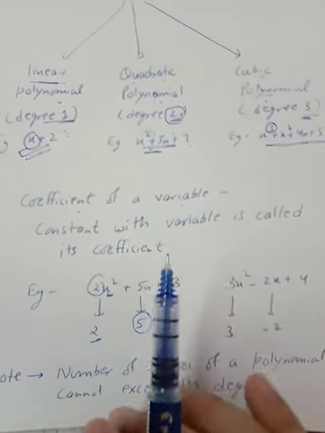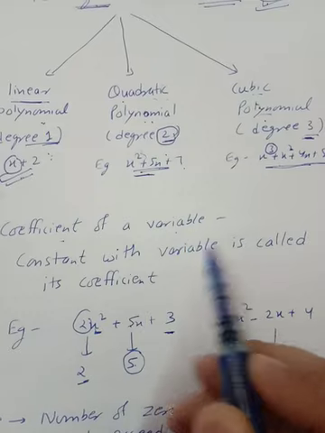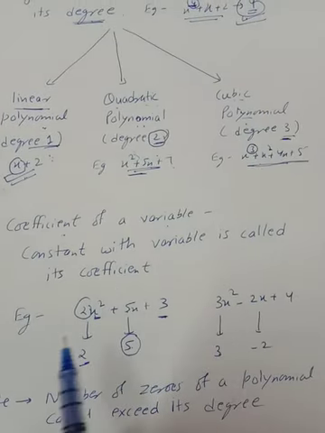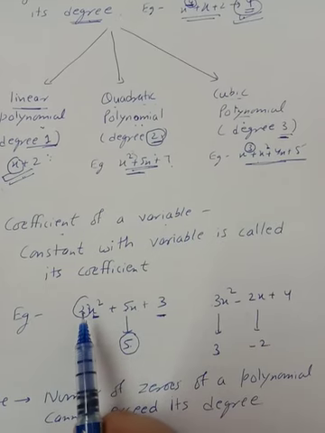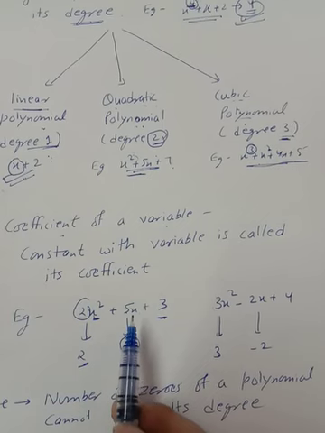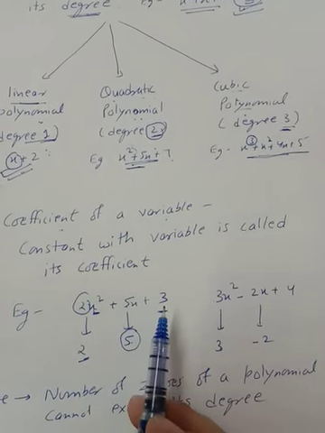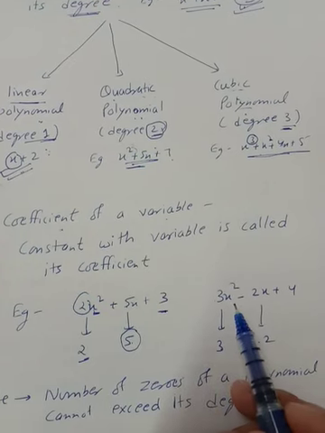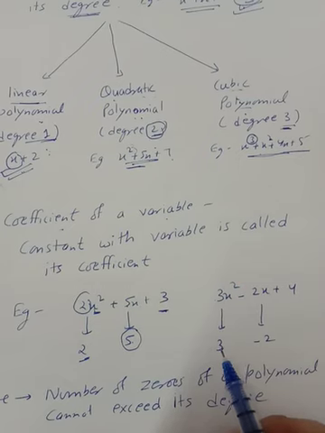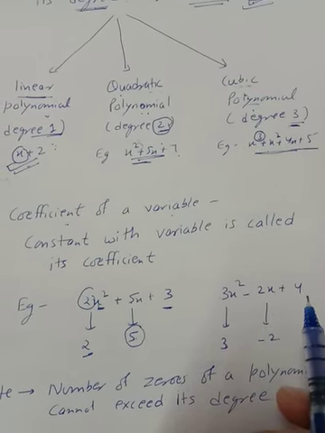Next, we have the coefficient of a variable. So the constant number with the variable is called its coefficient. If you observe these two examples, the number with x square is 2, so the coefficient of x square is 2. Same way, the coefficient of x here is 5. This 3 is called the constant term. Same way, in the second example, the number with x square is 3, so its coefficient is 3. For the x, it's minus 2 and 4 is the constant term.